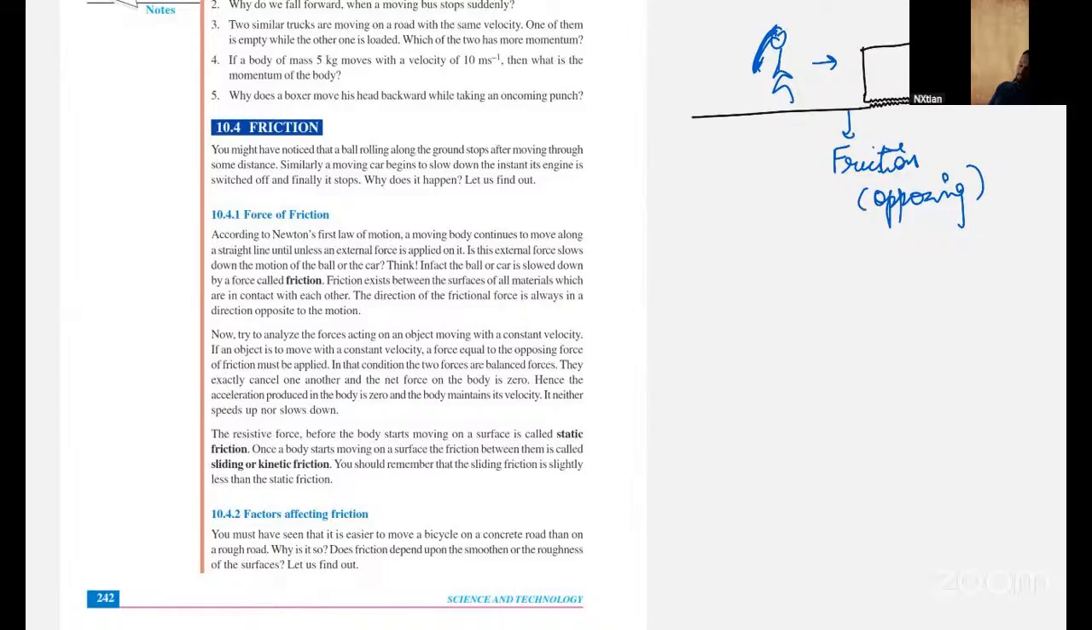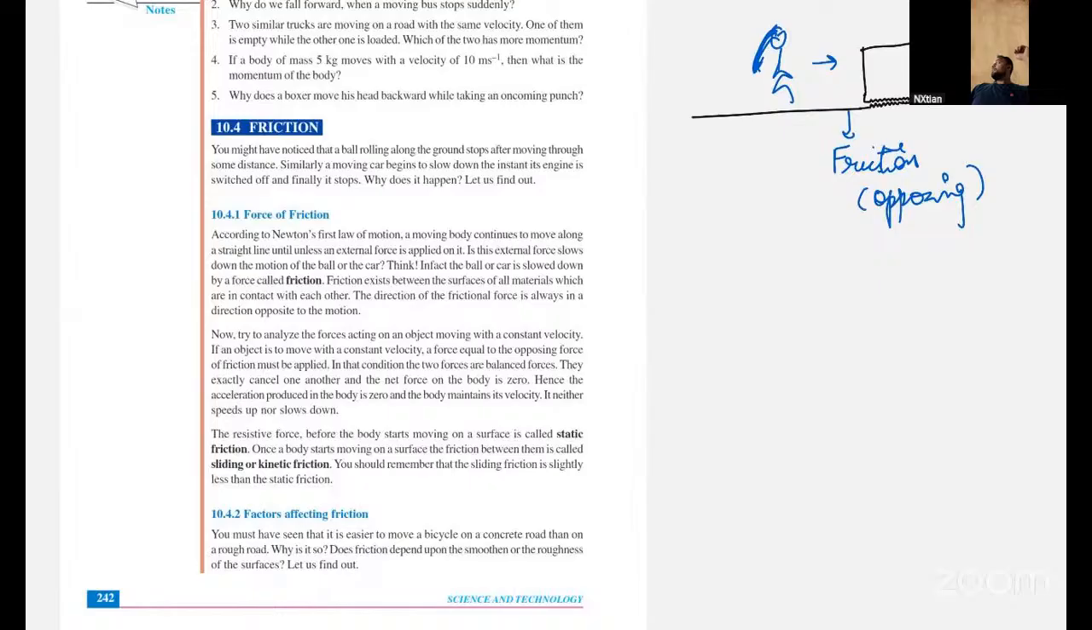Now try to analyze the forces acting on an object moving with a constant velocity. If an object is to move with a constant velocity, a force equal to the opposing force of friction must be applied. In that condition, the two forces are balanced forces. They exactly cancel one another and the net force on the body is zero. Hence, the acceleration produced in the body is zero and the body maintains its velocity. It neither speeds up nor slows down. Simple as that. So basically, when an object is moving constantly and it is not stopping.